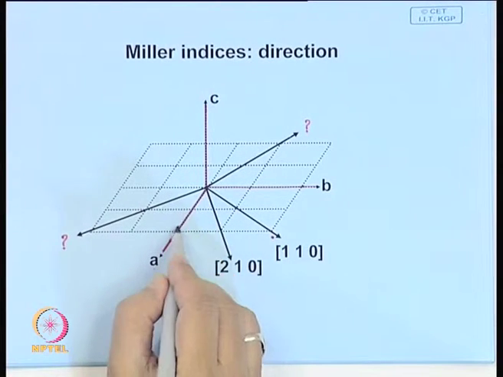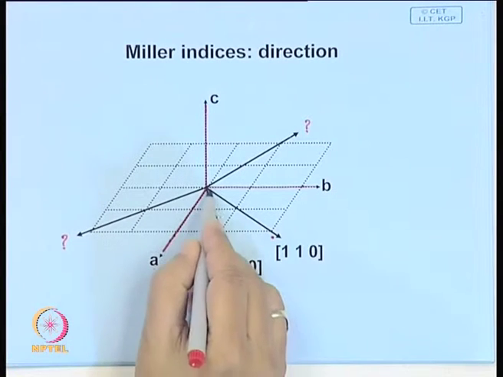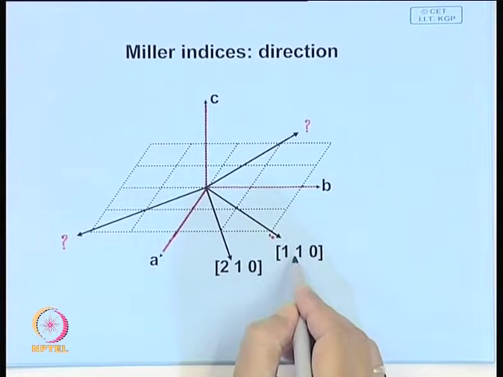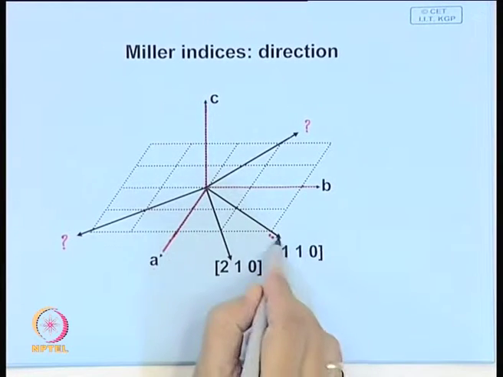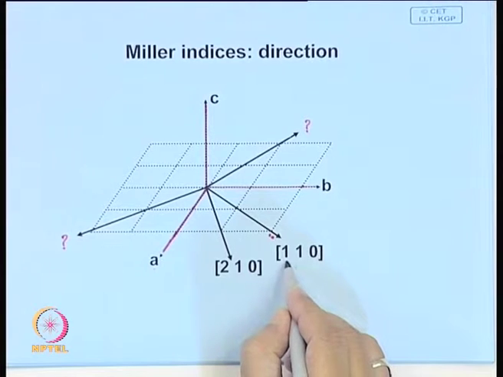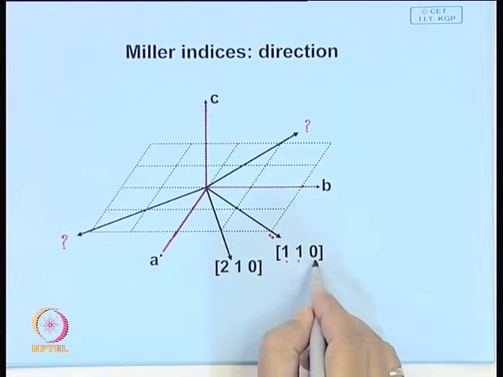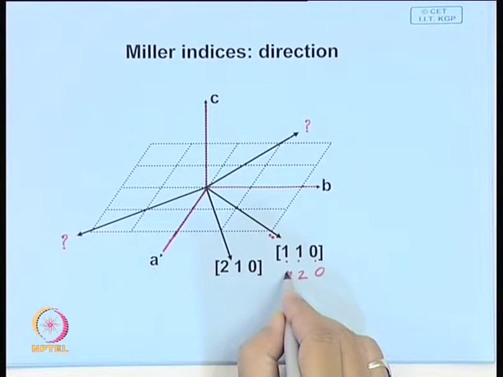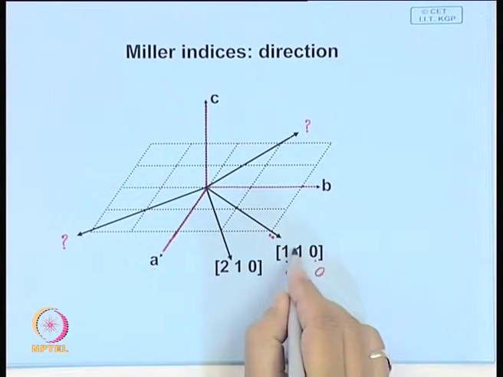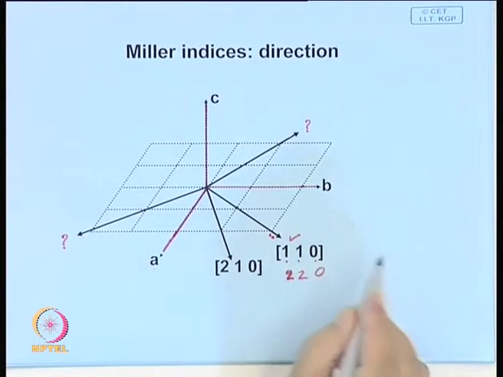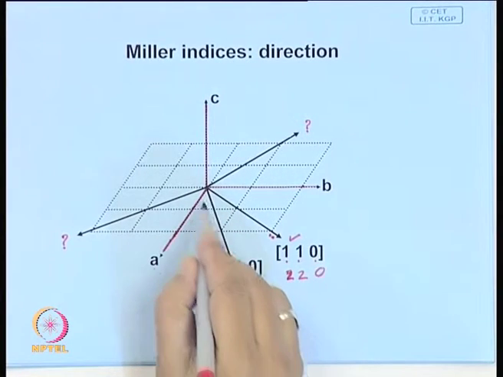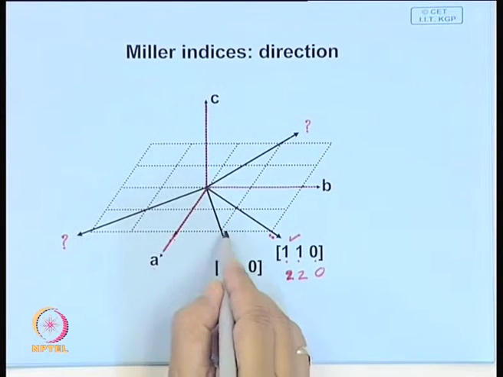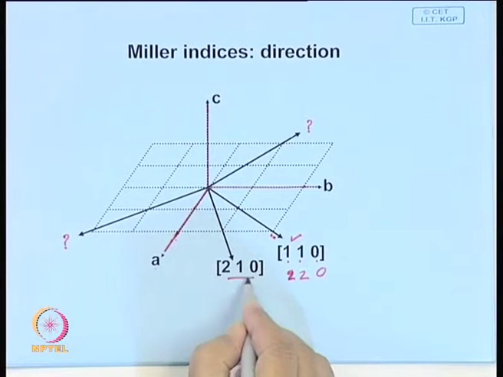You move 2 units, let us say, along the A direction and 2 units along the B direction. Therefore, you represent this direction by the indices 1, 1, 0, although it is 2, 2, 0 and 2 is common. So, you can say that this direction is 1, 1, 0. Similarly, in this case you go 2 steps along A and 1 along B, therefore this is 2, 1, 0.